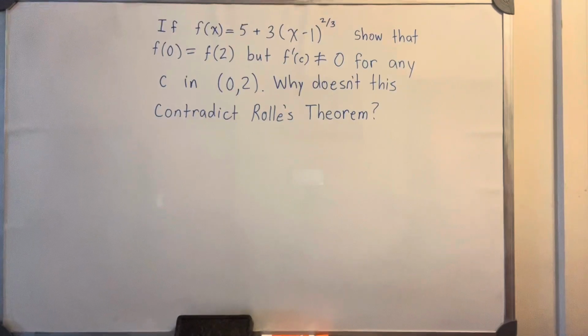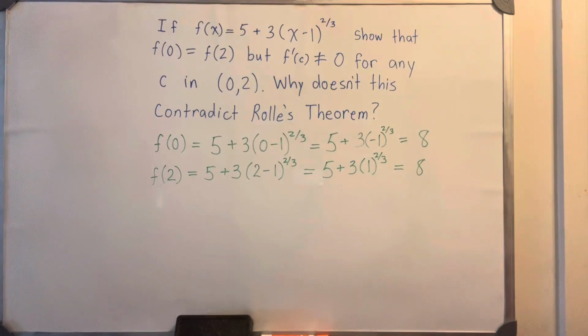This problem says if f of x equals 5 plus 3 times (x minus 1) to the 2/3 power, show that f of 0 equals f of 2, but f prime of c does not equal 0 for any c in the open interval (0, 2). And why doesn't this contradict Rolle's theorem?